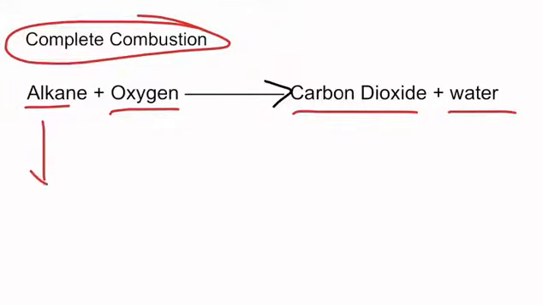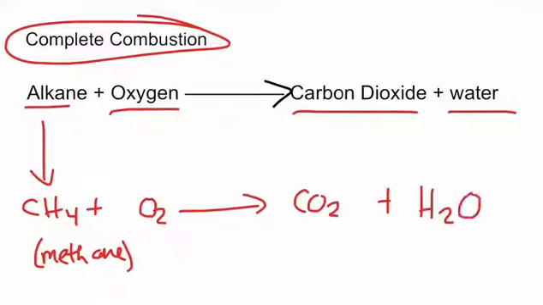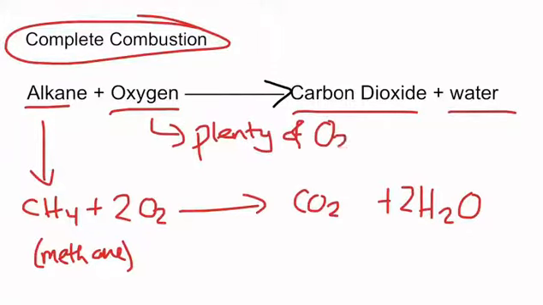So let's think of an example. If we take our simplest alkane, CH4, and note that that's methane, and then we react that with our oxygen, we know that that will become carbon dioxide and water. Then we can balance up that equation, as so. And the reason that this reaction is a complete combustion in comparison to an incomplete combustion is that we have plenty of oxygen. Okay, plenty of oxygen to react the alkane with.